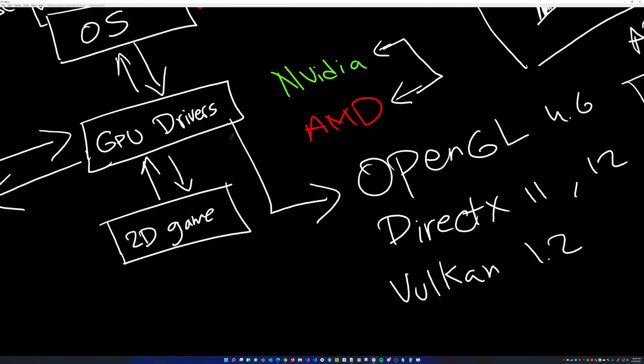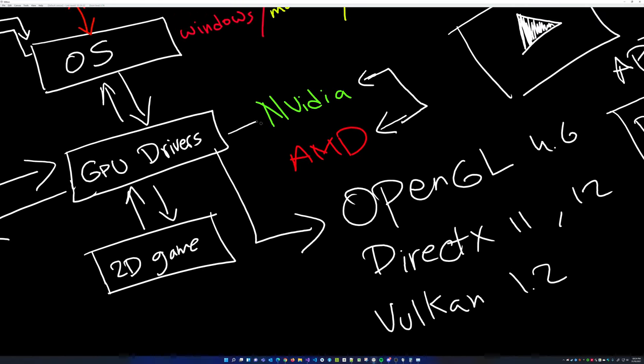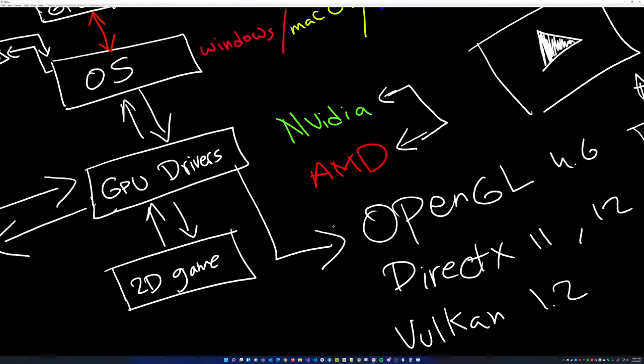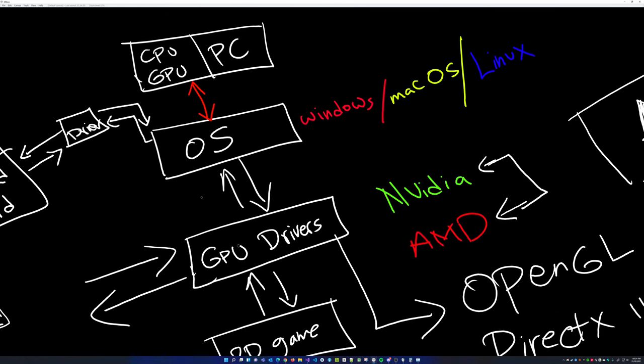And so the driver has to be updated because NVIDIA and AMD are writing this software. This driver is software they're always updating to support the latest games and the latest graphic APIs, which is very important. Without the driver, we can't communicate with the GPU. Otherwise, the operating system will be like, whoa, what's a graphics card? Me no understand that.